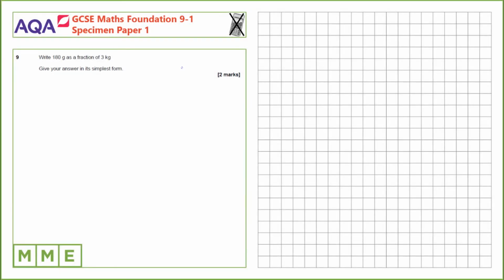Question 9. Write 180 grams as a fraction of 3 kilograms. Give your answer in its simplest form for 2 marks. We know that 3 kilograms has to be equivalent to 3,000 grams, since 1 kilogram is 1,000 grams. If we want it as a fraction of 3 kilograms, we write 180 over 3,000 grams. We couldn't have done this if it was 3 kilograms. We need them both in the same units first, which they are now, grams and grams.